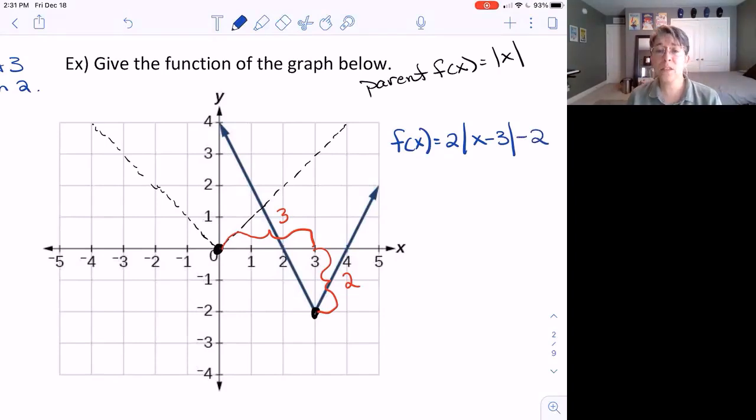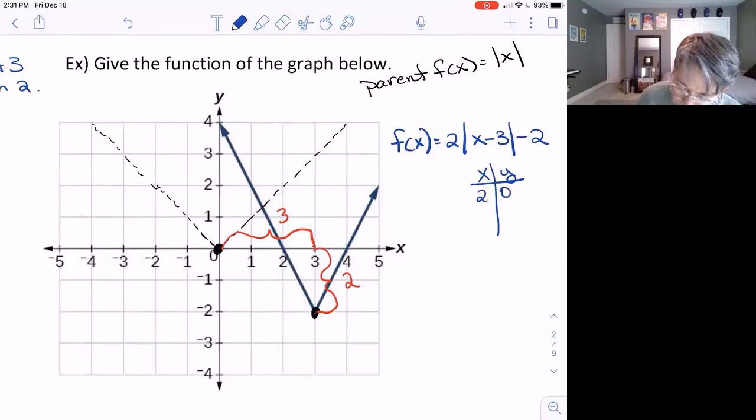Now, there are 2 ways that we can actually check this. We can use a table, and we can plug in values for x. For example, if I plugged in 2 for x, I get 0 for y. That's a true point right there. If I plugged in 3 for x, I would end up with a -2 for y. That is correct. So you can test it to make sure, or you can also graph it on your graphing calculator.